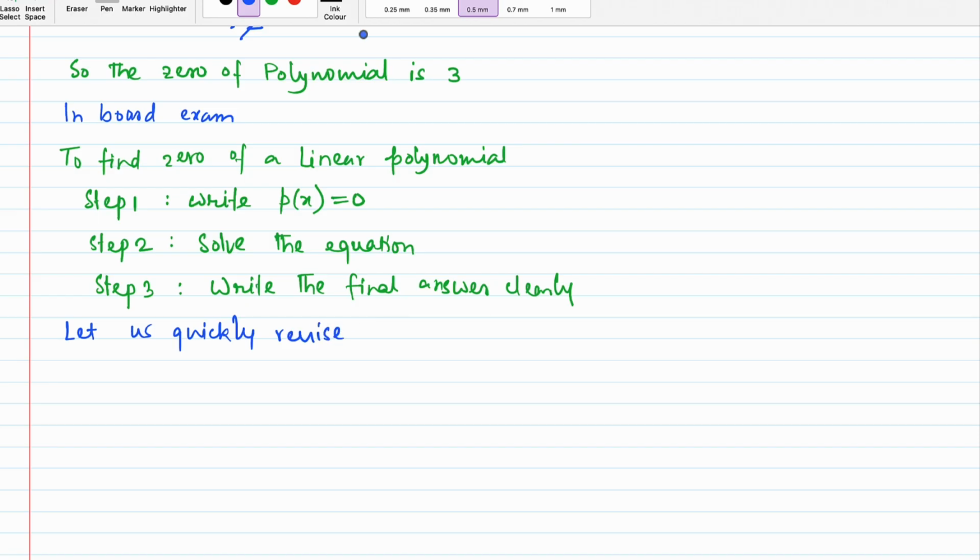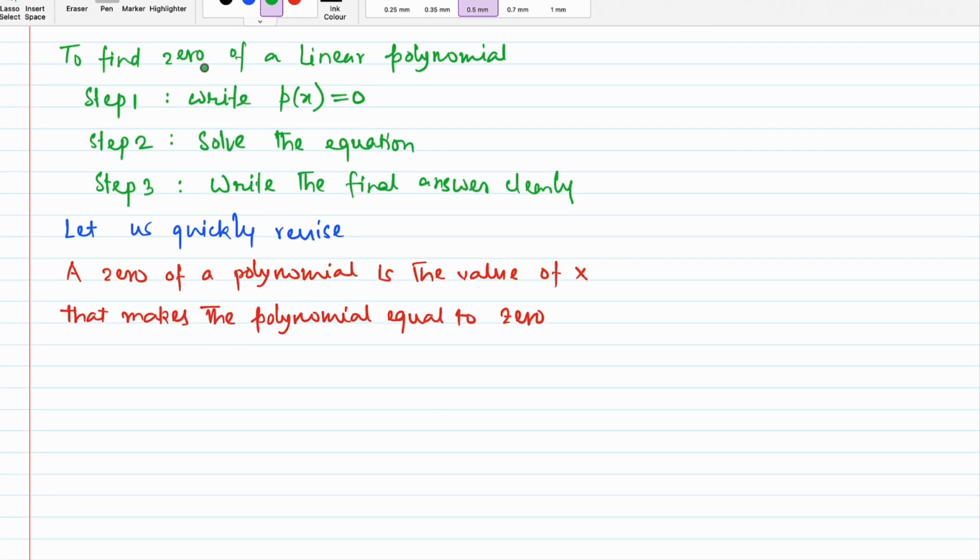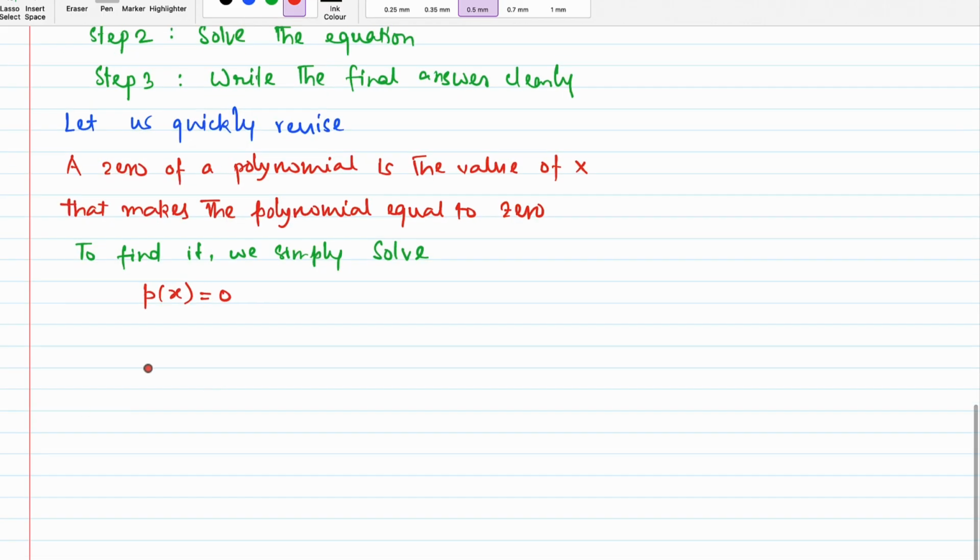So now let us quickly revise what we have learned so far. A zero of a polynomial is the value of the variable x that makes the polynomial equal to 0. This is the main concept. And how to do that? To find it, we simply solve the polynomial p(x) equal to 0.